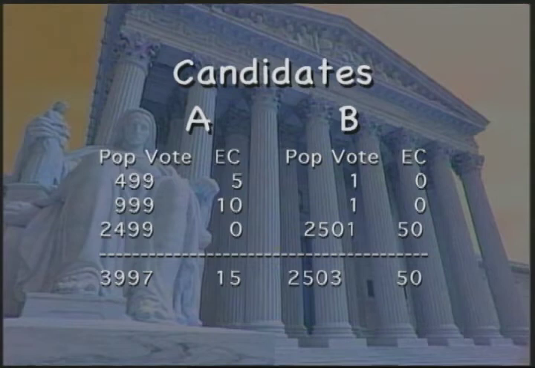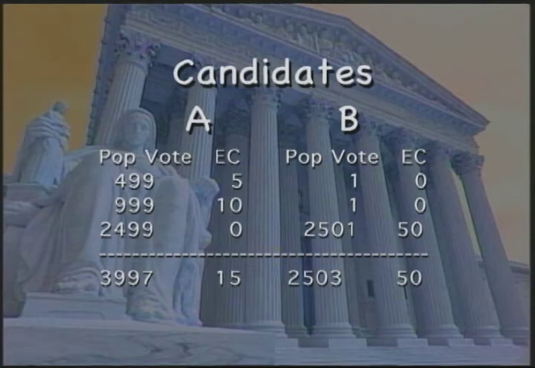State number 3, however, is a very, very close race. This time, candidate A gets 2,499 votes, while candidate B gets 2,501. Candidate B wins the majority in state number 3, and therefore candidate B wins the electoral vote for that state, in this case 50. Now, if we tally the total popular vote between the two, look at the bottom here, candidate A ended up getting 3,997 total votes. Candidate B only got 2,503, but candidate B won very closely in the state that had the most payoff, state number 3.